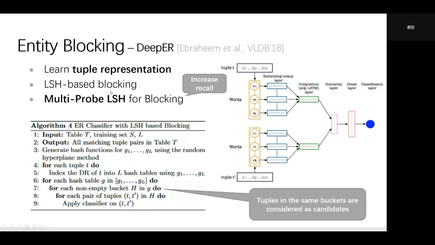So the LSH is mainly based on the hyperplane LSH. Also, to increase the recall, the paper also considered multi-probe LSH to increase collision of similar tuples, such that with very high probability matching tuples are assigned to the same buckets.